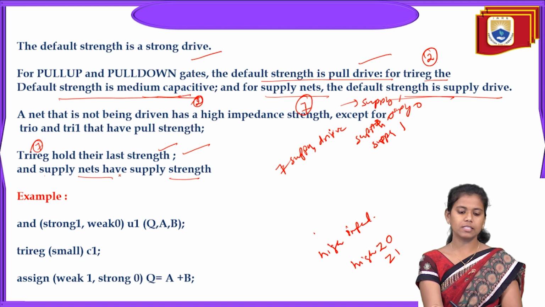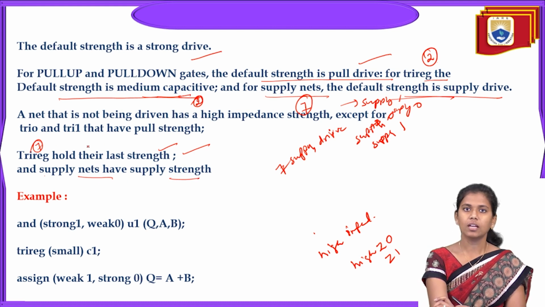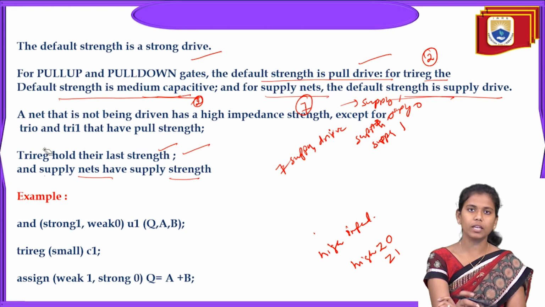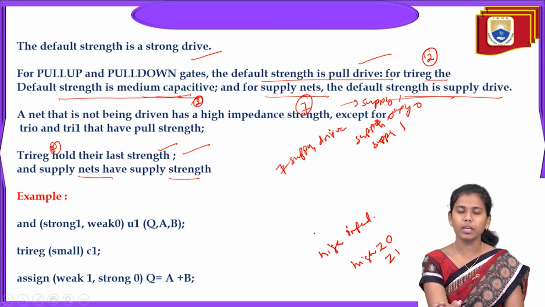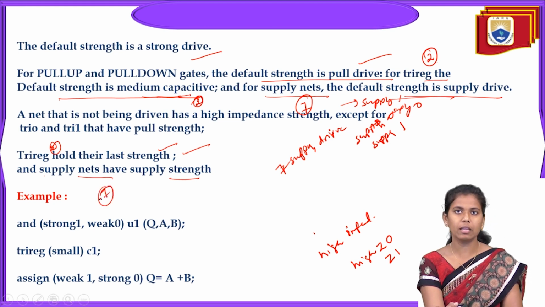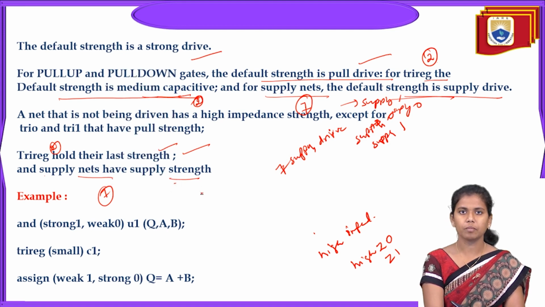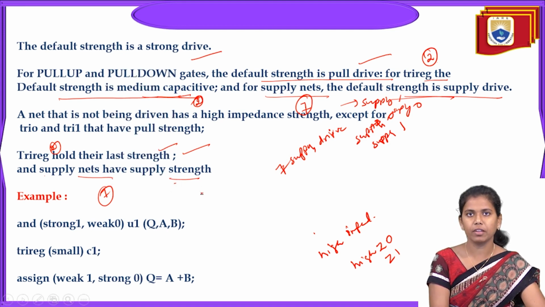Usually for supply nets, we have the supply strengths. Trireg nets hold the last strength. Trireg nets usually have the medium capacitive, which means the signal strength would be 2. And for the supply nets, they have the signal level as 7 and they have the supply strengths. Here, in the example they have given for the AND gate, the signal strength is strong 1 and weak 0.